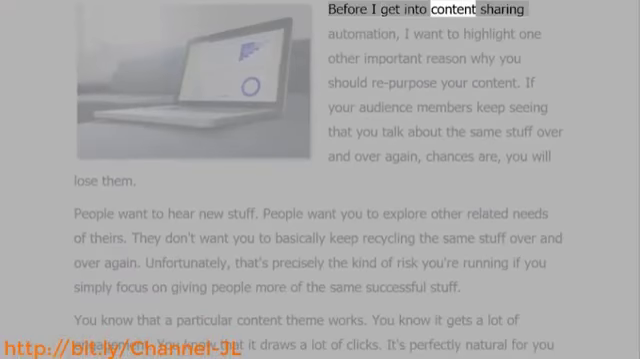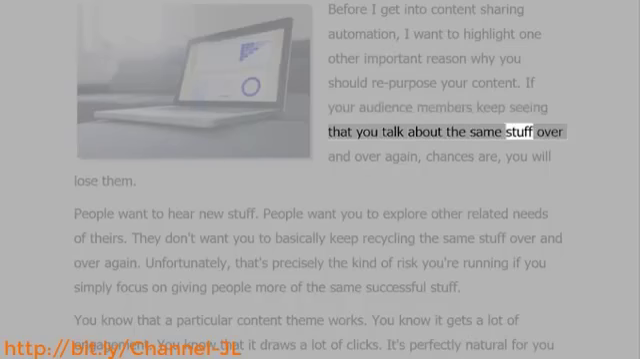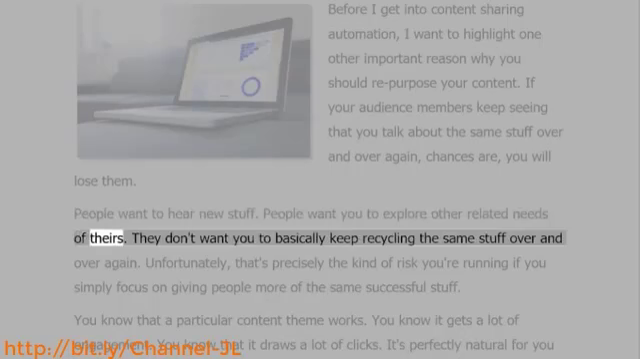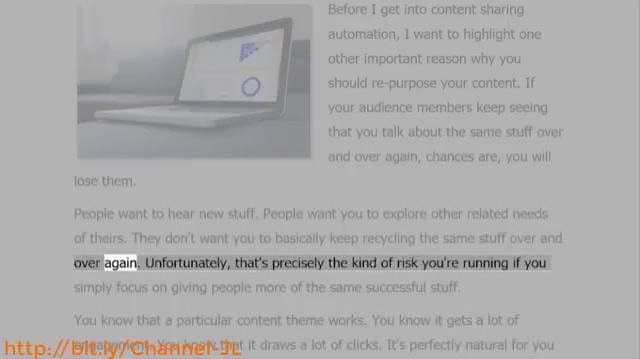Before I get into content sharing automation, I want to highlight one other important reason why you should repurpose your content. If your audience members keep seeing that you talk about the same stuff over and over again, chances are, you will lose them. People want to hear new stuff. People want you to explore other related needs of theirs. They don't want you to basically keep recycling the same stuff over and over again.